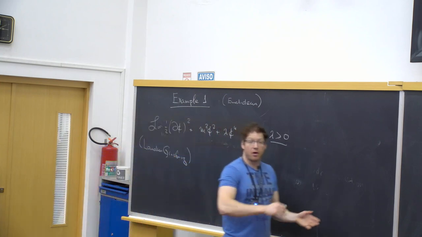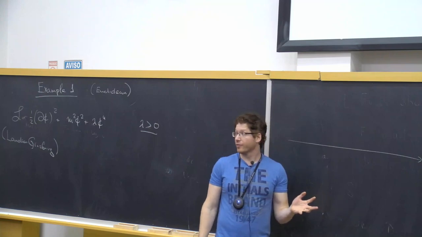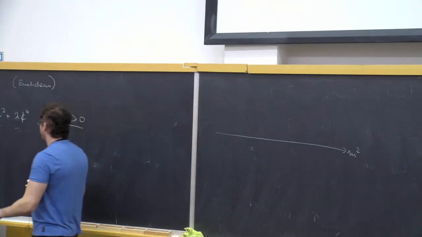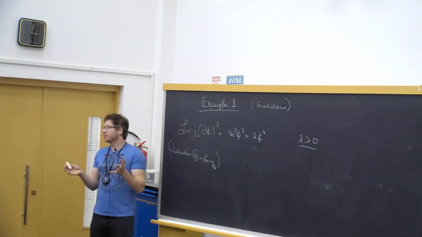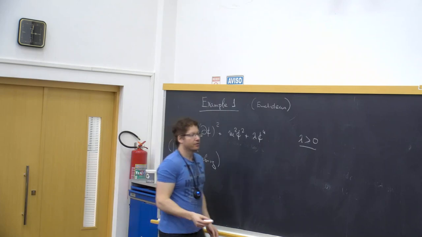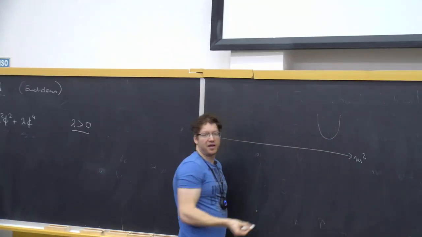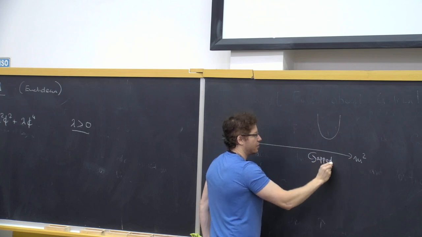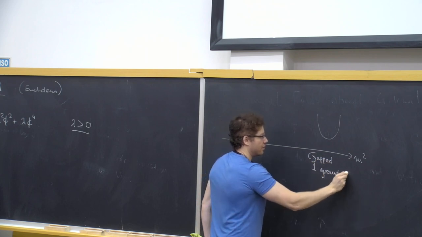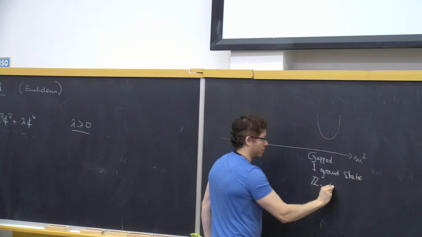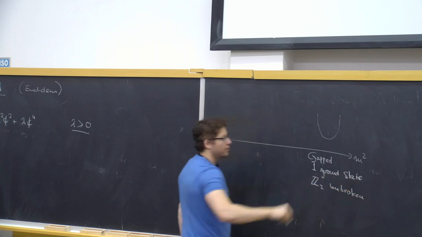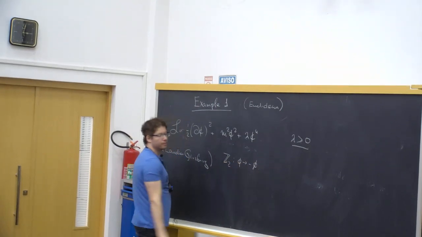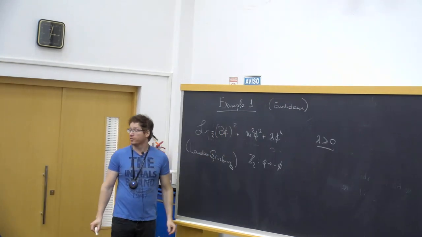So let's try to analyze the model in different limits and see what happens. What happens if m squared is huge and positive? Then we just have a very massive particle. We have a single ground state. The potential is like this. We have a single massive particle, a single ground state, and it's obviously gapped. So there, it's gapped, one ground state, and the Z2 symmetry is unbroken. Which Z2 symmetry? There is a Z2 symmetry that takes phi to minus phi. This is a symmetry of this model.